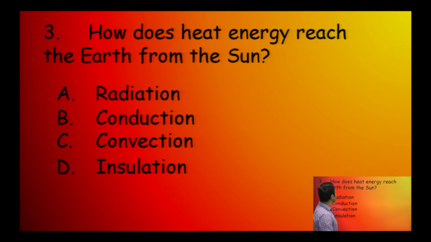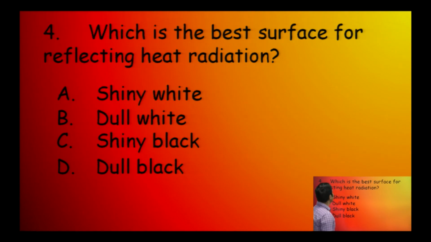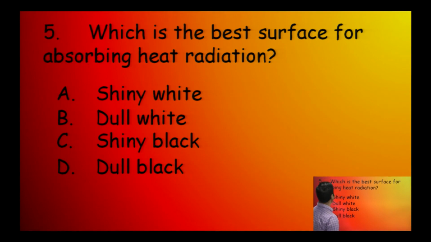Okay, how does heat energy reach the earth from the sun? So it has to be radiation. Okay, which is the best surface for reflecting heat radiation? So it has to be shiny white. Which is the best surface for absorbing heat radiation? So it has to be dull black, as I've already told you.